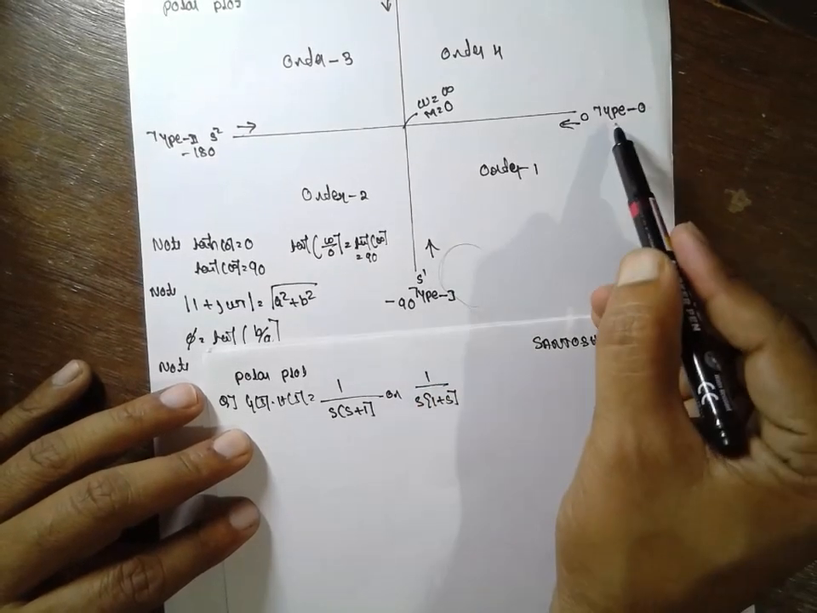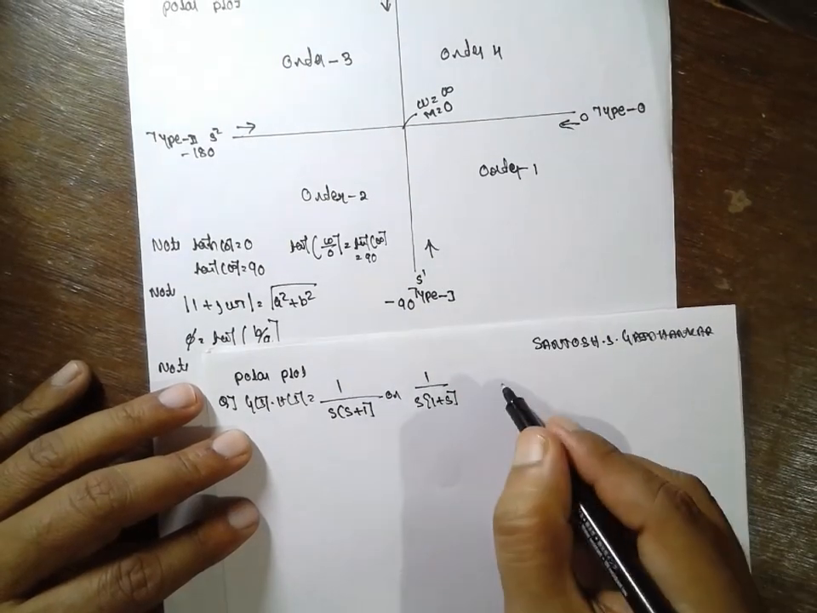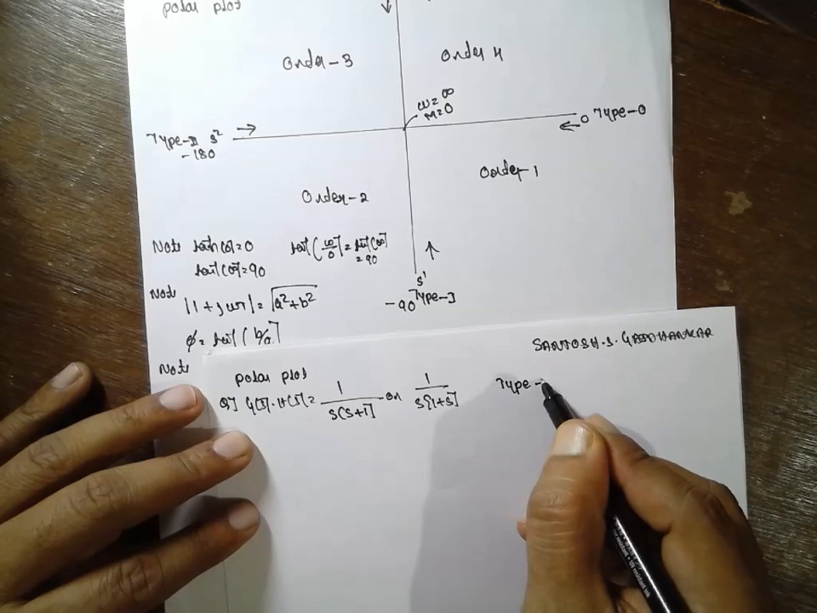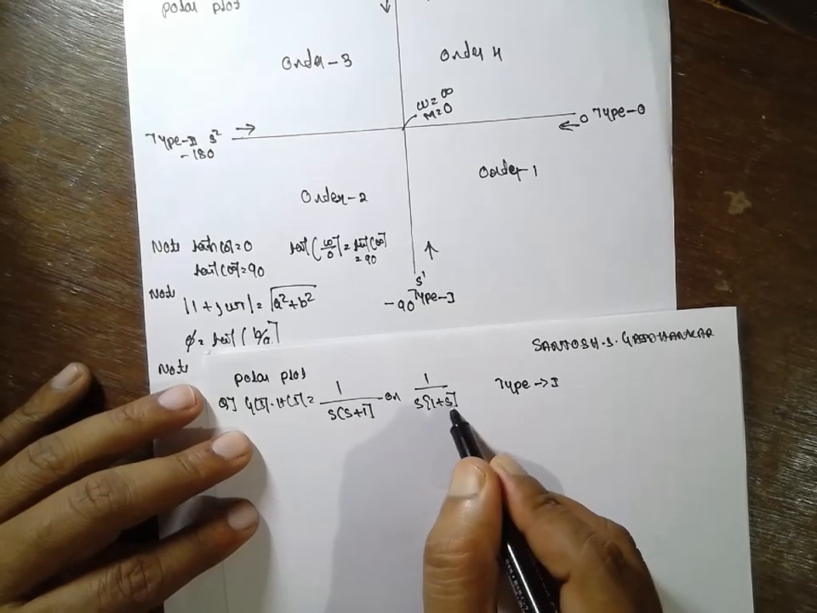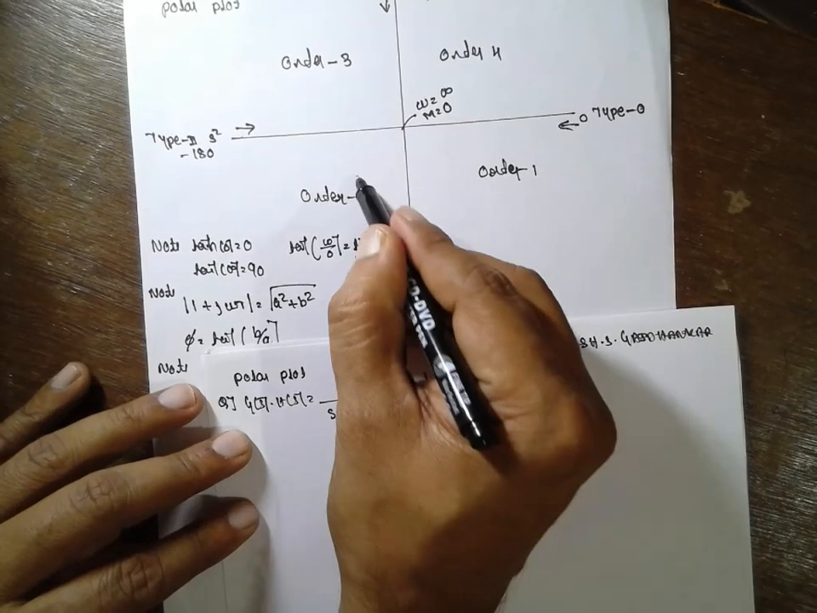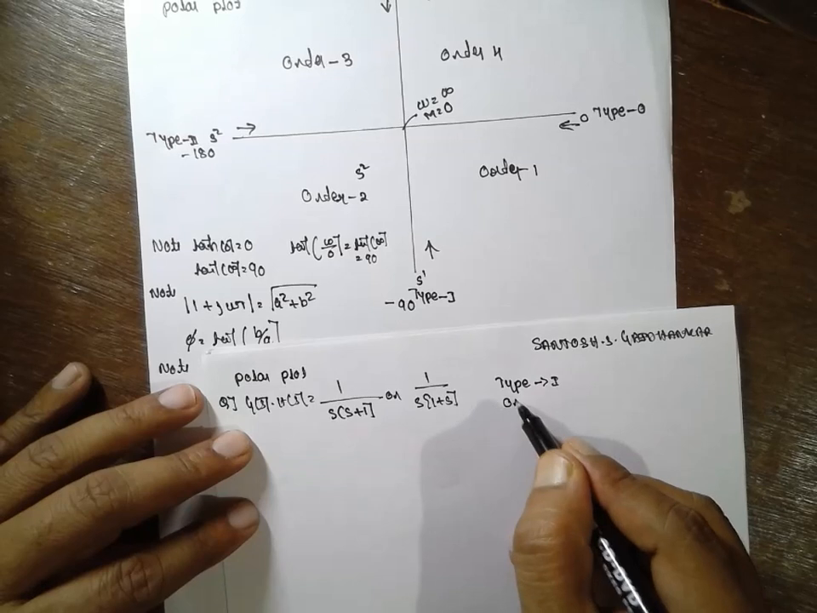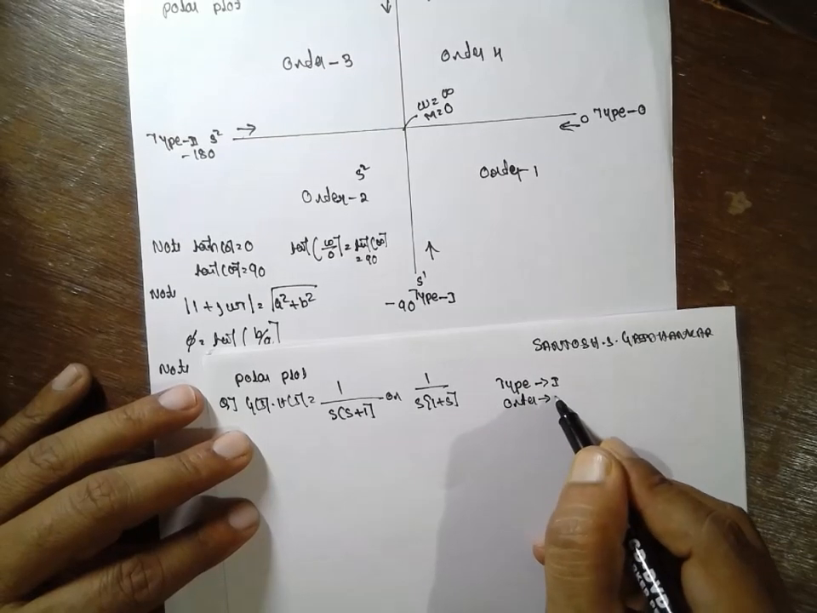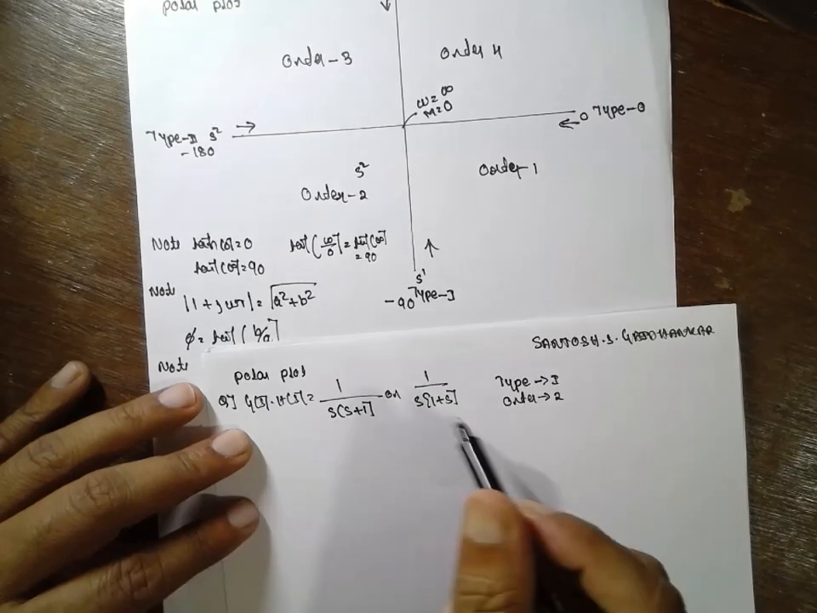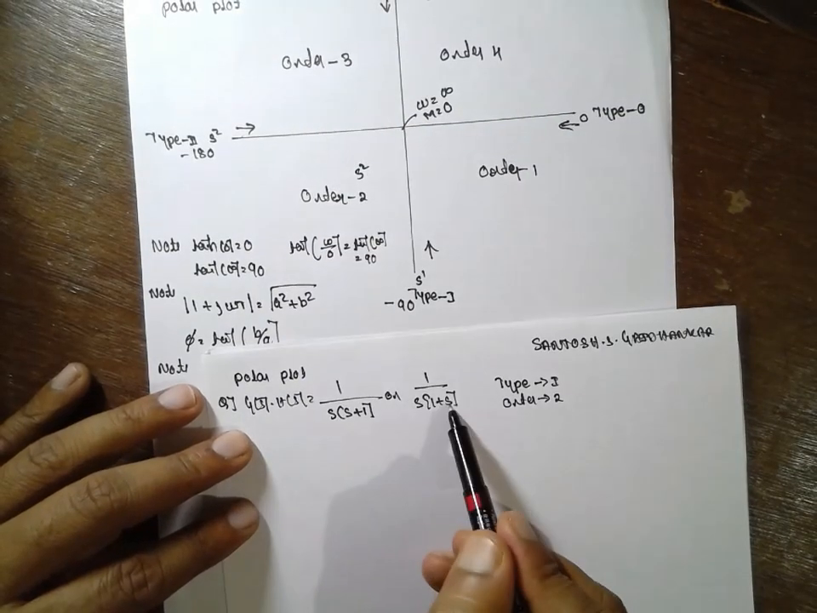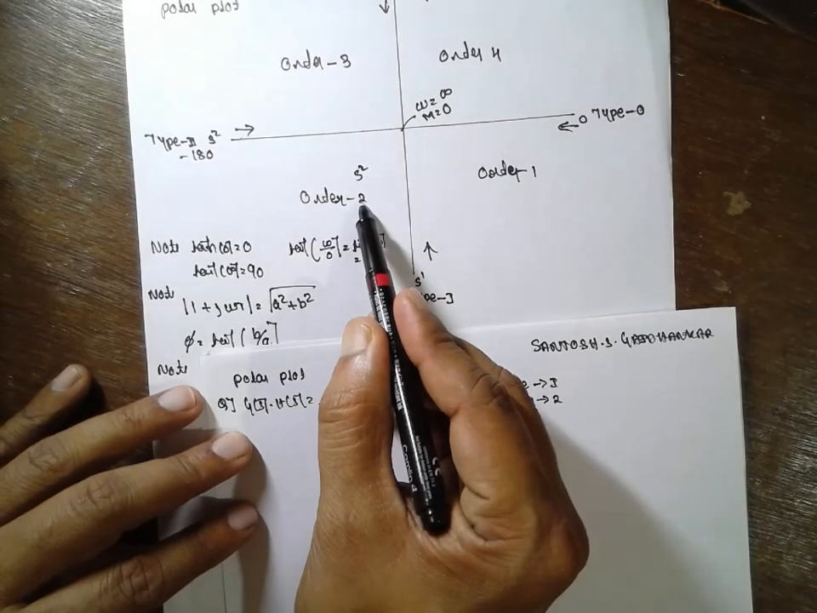The first video was type 0, this is type 1. Type 1, I will write here. If you multiply, it becomes a square. Square is nothing but order 2. So this is a type 1 order 2 problem. If it is a cube, it is order 3. If you multiply, it becomes a square, and a square is nothing but order 2.